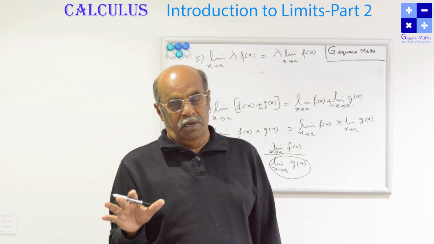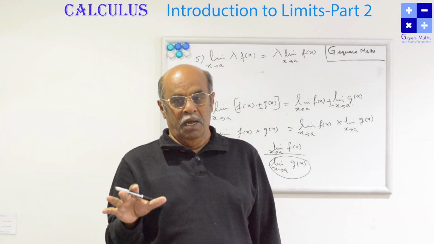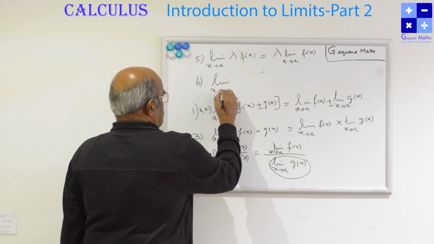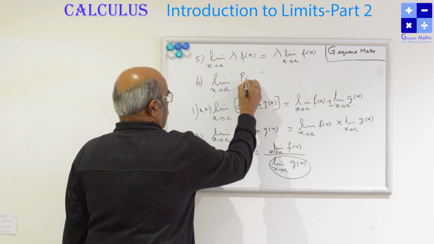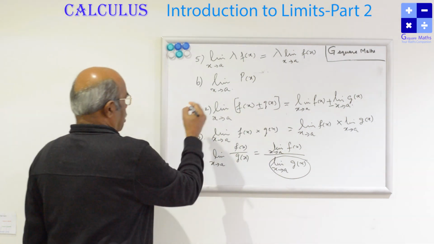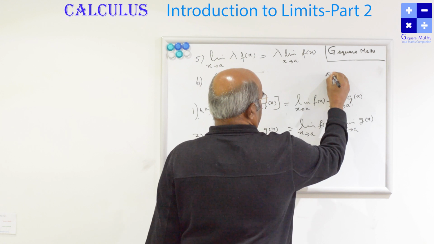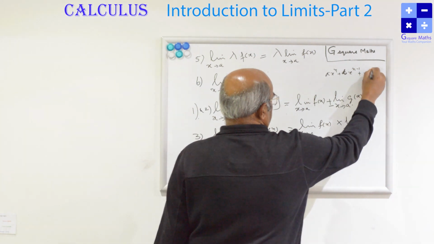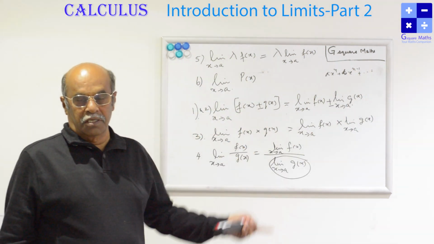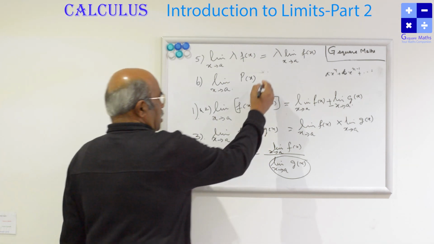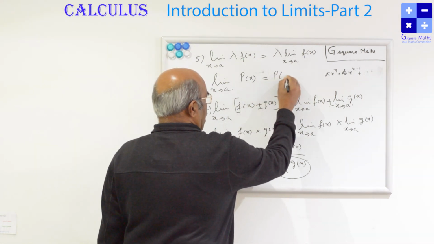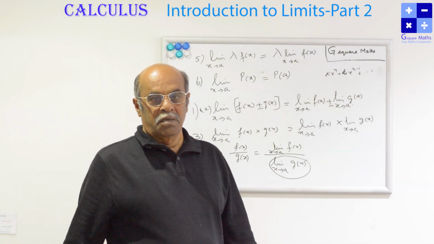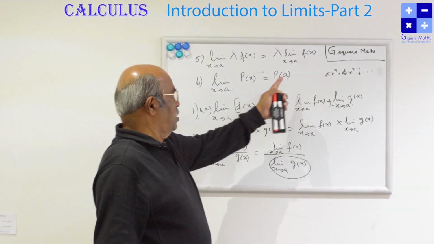If a polynomial is given and I want to find the limit of the polynomial at x equal to some value, limit x tends to a of a polynomial p(x). We know the standard polynomial: a x power n plus b x power n minus 1, and so on, where n is a positive integer or whole number. That is equal to the polynomial value itself. Wherever x comes, you substitute x equal to a, and that value is the limit.